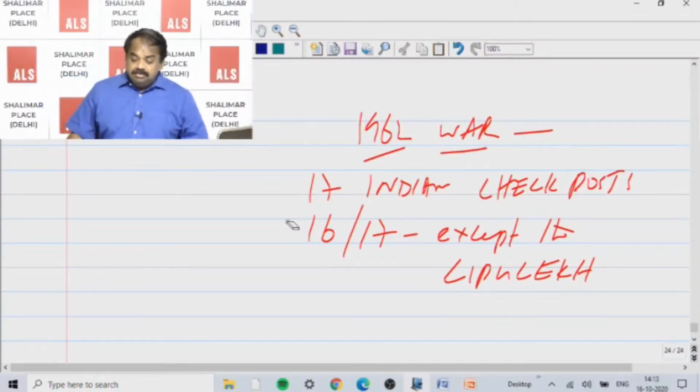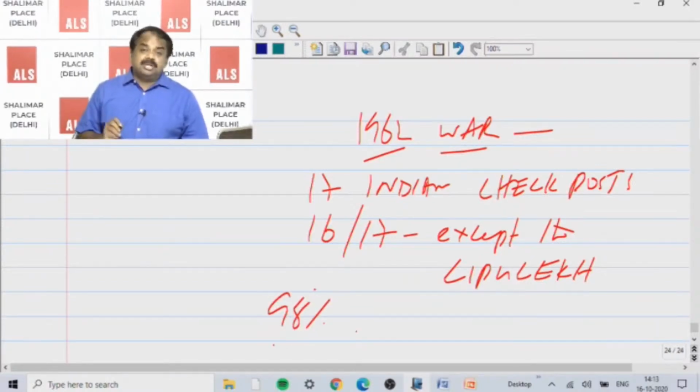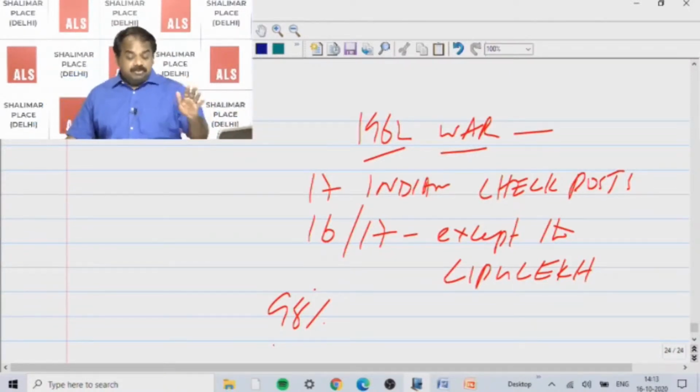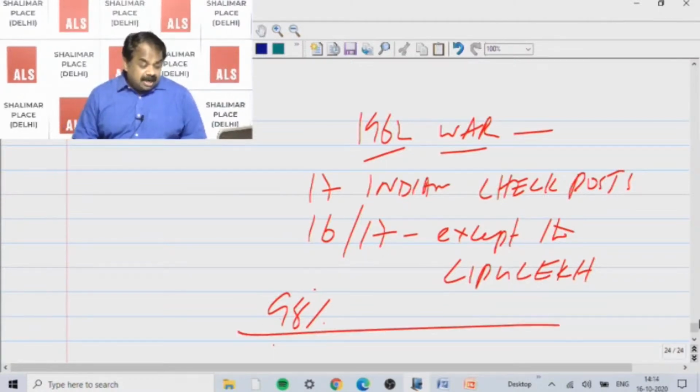And then subsequently we have set up a border commission also. The border commission resolved 98% of the border, except this 2%, which is this region. So that is how the 2% is yet to be settled. That is very clear. So that is how the border issue has come up.